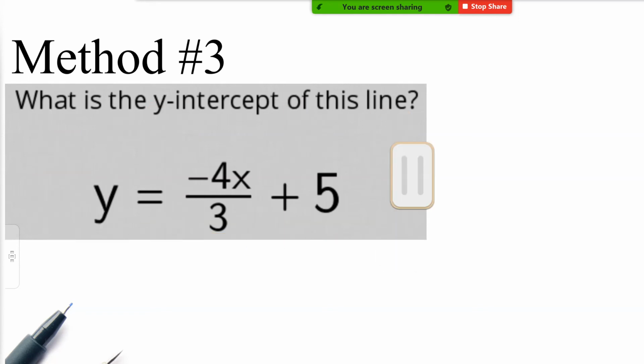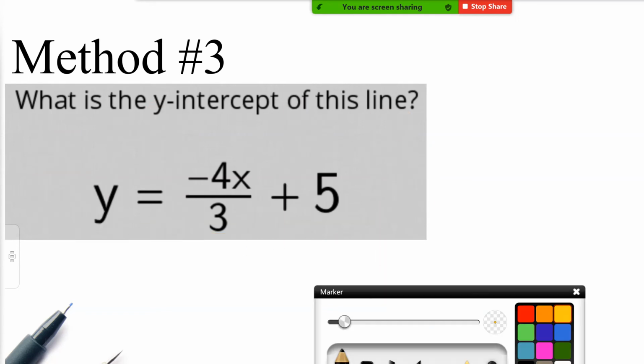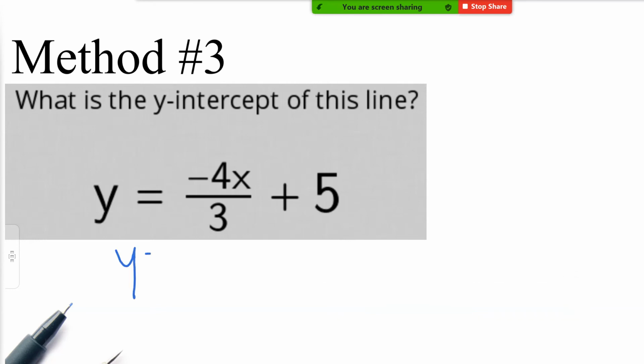Now that you have copied down this formula, I want you to label y equals mx plus b. Write it directly underneath it. And by the way, I hope that you put some headers above each of these. I hope that you are labeling this method number 3. Whereas the other was method number 2, and the first was method number 1.